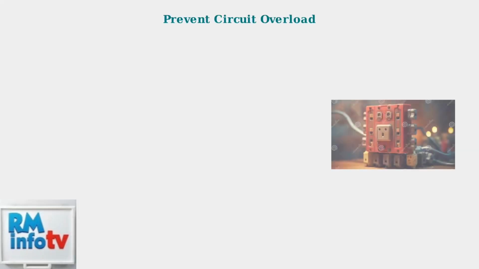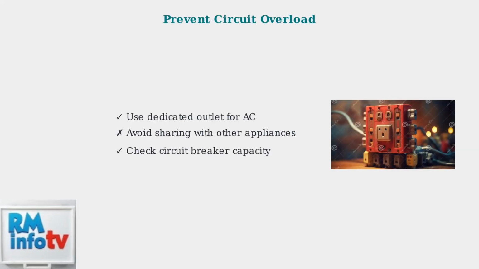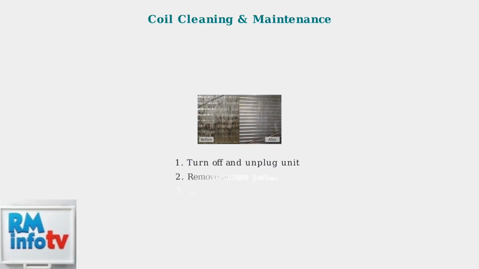Circuit overload is another common cause of AC shutdowns. Your air conditioner should have its own dedicated outlet to prevent power sharing with other high-consumption appliances. Regular cleaning of condenser coils dramatically improves efficiency and prevents shutdowns. Dirty coils force the system to work harder, leading to overheating and automatic shutoffs.